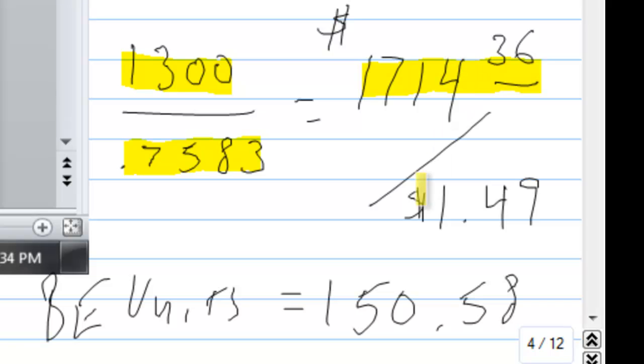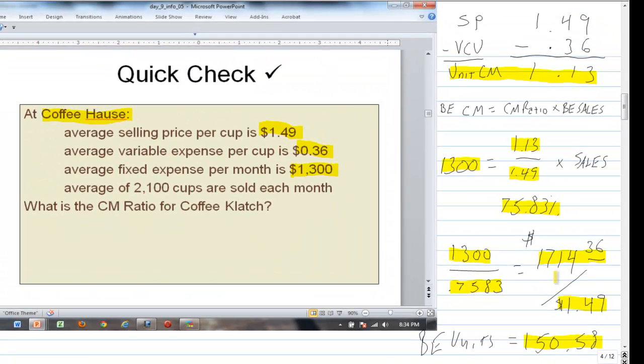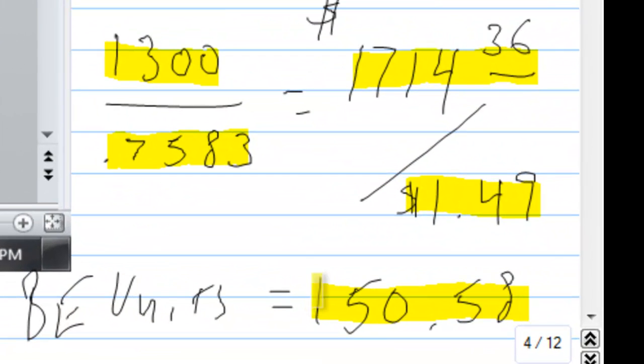Divide your break-even sales by your selling price of $1.49, and you end up with your break-even units, which would be an unrounded 150.58. So we now know through these calculations that if we want to break even at the coffee house with all these givens, the selling price, the variable expense, and the fixed expenses, we have to sell at least 150.58 units, and we have to generate sales of $1,714.36.